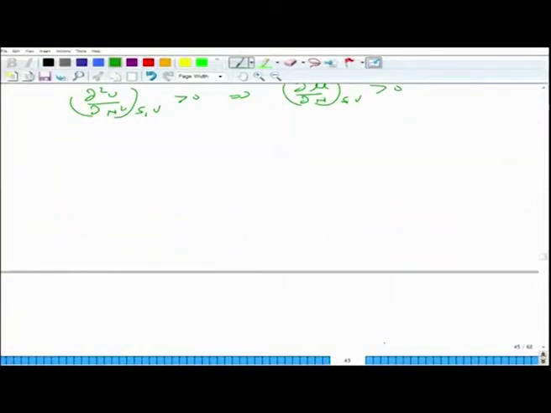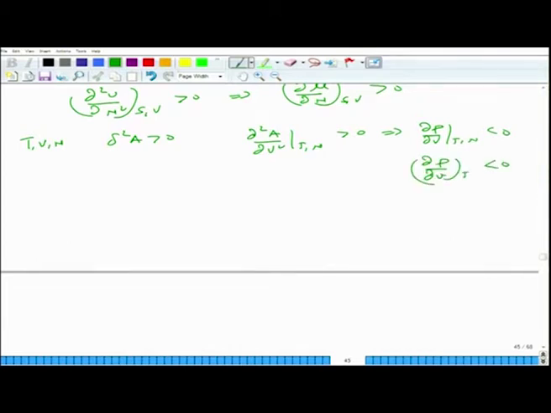Okay, I can actually extend this exercise for other cases. So I am not going to derive anything. For the case of T, V, N, del square A must be greater than 0 for stability, which means, let us say I am keeping temperature T and N fixed, del P by del V at constant T and N should be less than 0. It gives you the same expression. It gives you del P by del V at T is less than 0, exactly the same expression that you have got another way.